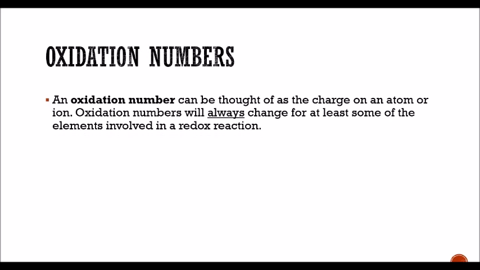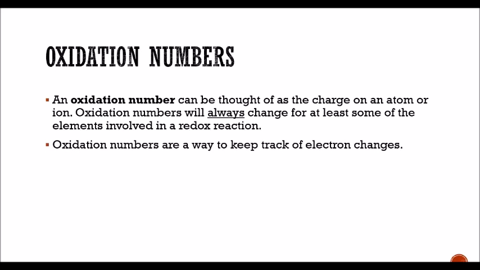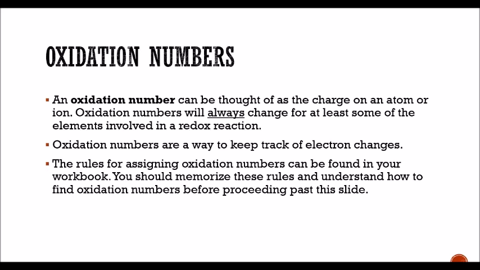Okay, so we're going to be doing a lot of assigning of oxidation numbers in this unit. Oxidation numbers can be thought of as the charge on an atom or an ion. When you look at oxidation numbers as things undergo a chemical reaction, at least some of the species involved will have their oxidation number change over the course of the reaction. If no oxidation numbers are changing when comparing reactants to products, then you don't have a redox reaction. Basically, they are a way to keep track of electron changes, a way to account for electrons.